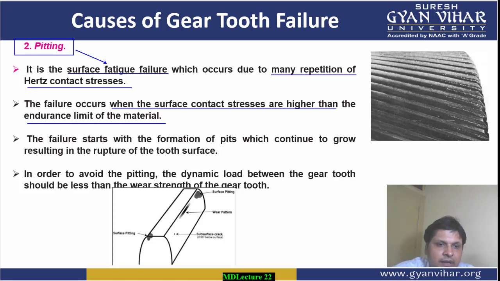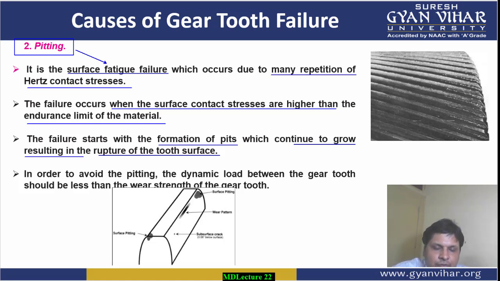Then third, the failure starts with the formation of pits, which continue to grow, resulting in the rupture of the tooth surface. What happens, students? These small pits which are formed due to this surface fatigue failure grow in size, resulting in the rupture of the tooth surface. The whole of the tooth surface is ruptured due to it.